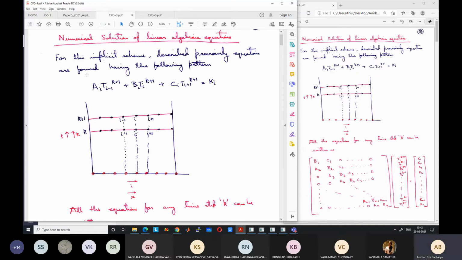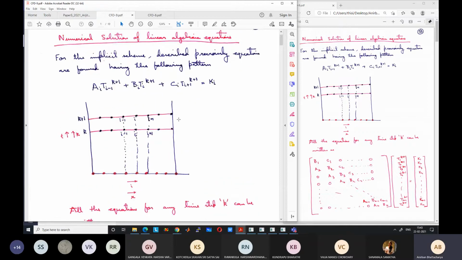This is a linear algebraic equation, basically. You don't have any derivatives. So you have one equation and three unknowns. For all the grid points, we can form equations of this form. Because there are n grid points, we will be forming n equations, one for each grid point, starting from 1. If the boundary conditions are known, so the temperatures are directly known there, then you will have n minus 2 equations and n minus 2 unknowns. Otherwise, n equations and n unknowns.